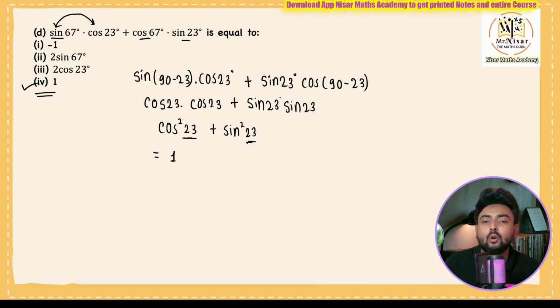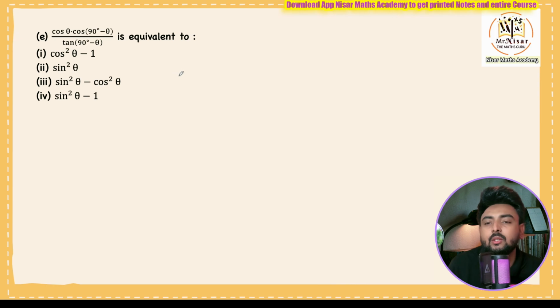Let's go ahead. See, all the questions here are related to the complementary angle. The next question we have, children, cos theta into cos 90 minus theta upon tan 90 minus theta. Okay, fine. So children, we'll write the question as it is: cos theta, and cos 90 minus theta is complementary for sin, so I'll write sin theta. And tan 90 minus theta, tan is complementary of what? Cot, so cot theta. Then can you tell me what I can do here? I'll write cos theta as it is. I know the formula for cot.